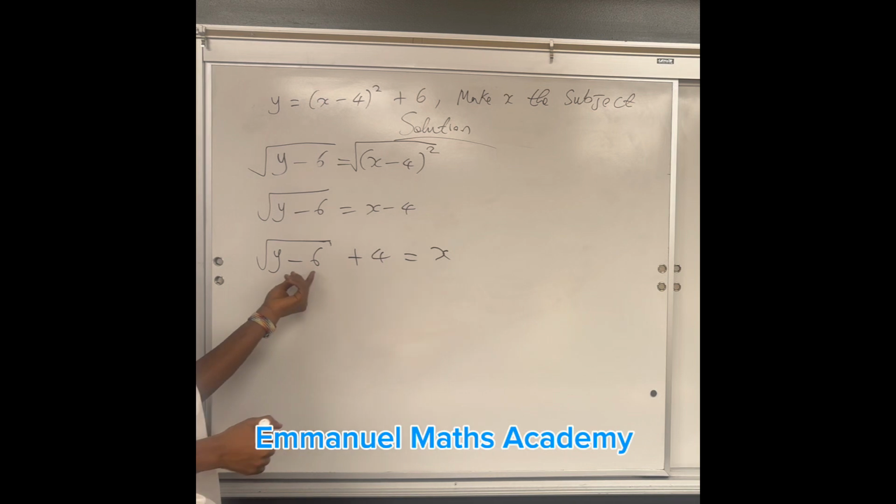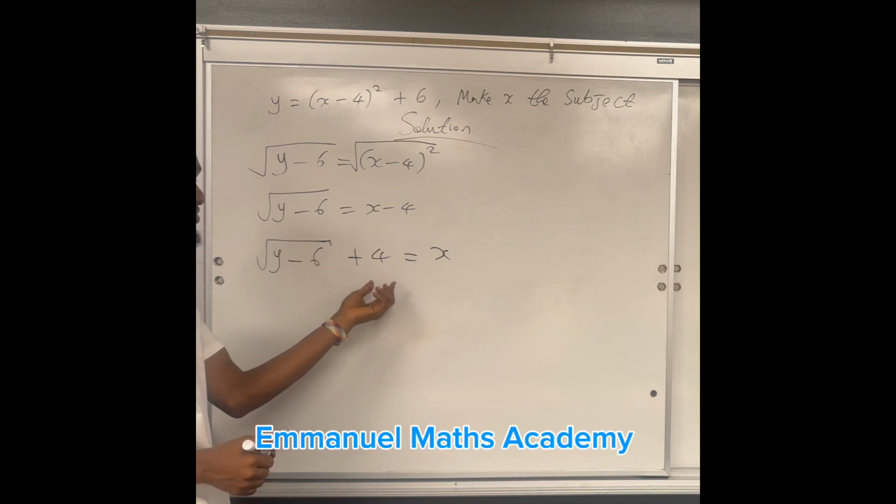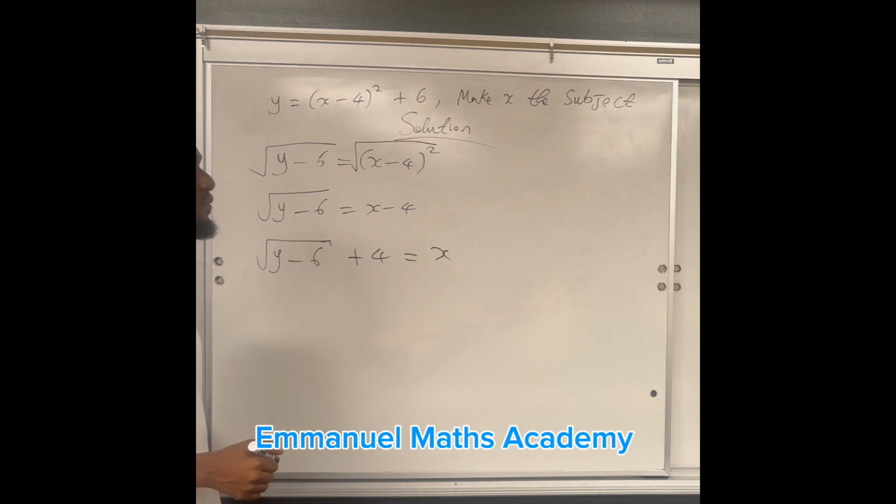But remember, your square root ends here. Your square root ends here. So you don't have any roots in this 4.